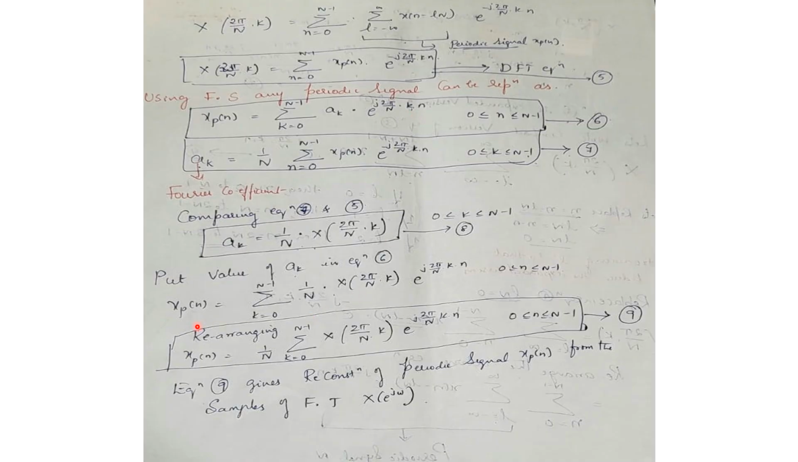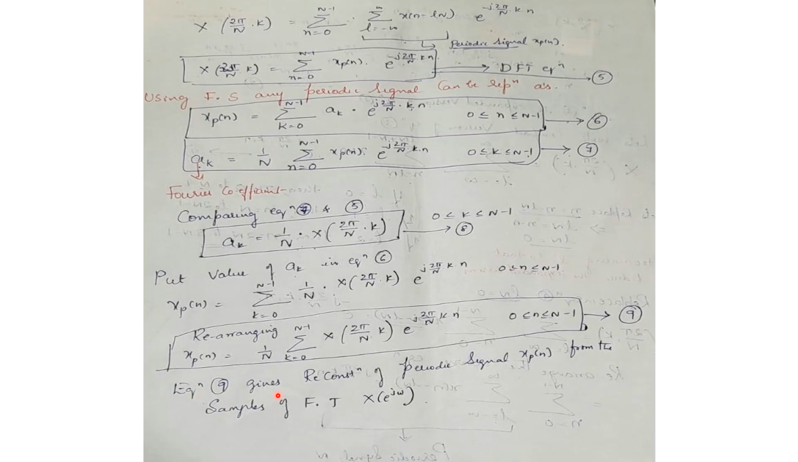By substituting, we will get xp of n equal to summation of k equal to 0 to N minus 1 into 1 by N into X of 2 pi by N into k, e to the power of j 2 pi by N into kn. Then again, we are going to rearrange the terms. Why are we going to rearrange the terms? We are going to rearrange the terms so that this constant 1 by N will be taken out. When we take this constant 1 by N outside, you will have an equation like this, which we will consider as equation 9.